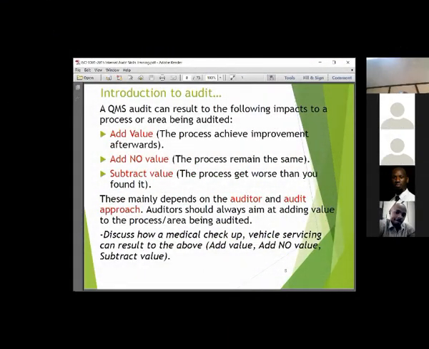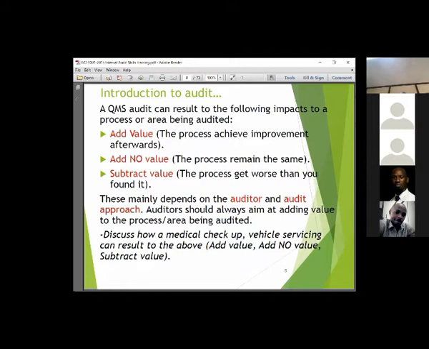We are still at the introduction to audit, where we are saying that a QMS audit can result in the following impacts to a process or area. So once you go to audit a process, you can either go and add value. I mean, you come up with issues that once they are addressed, the process achieves improvement. And that is what we are looking for. Remember, our overall objective was to add value.